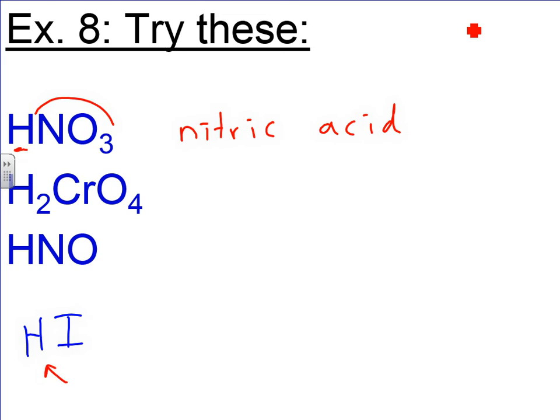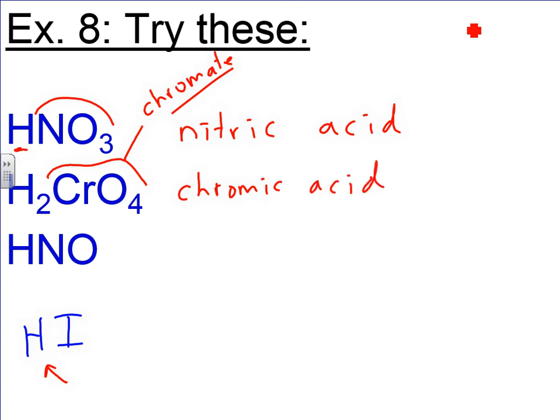Here we have CrO4. This is chromate. And so chromate becomes chromic acid. Simple as that. Chromic acid. Now, what I want you to notice is that the first acid, nitric acid, has only one hydrogen. Chromic acid has two hydrogens. And the reason for this is because nitrate has a -1 charge, chromate has a -2 charge. So the number of hydrogens balance the charge on the anion.